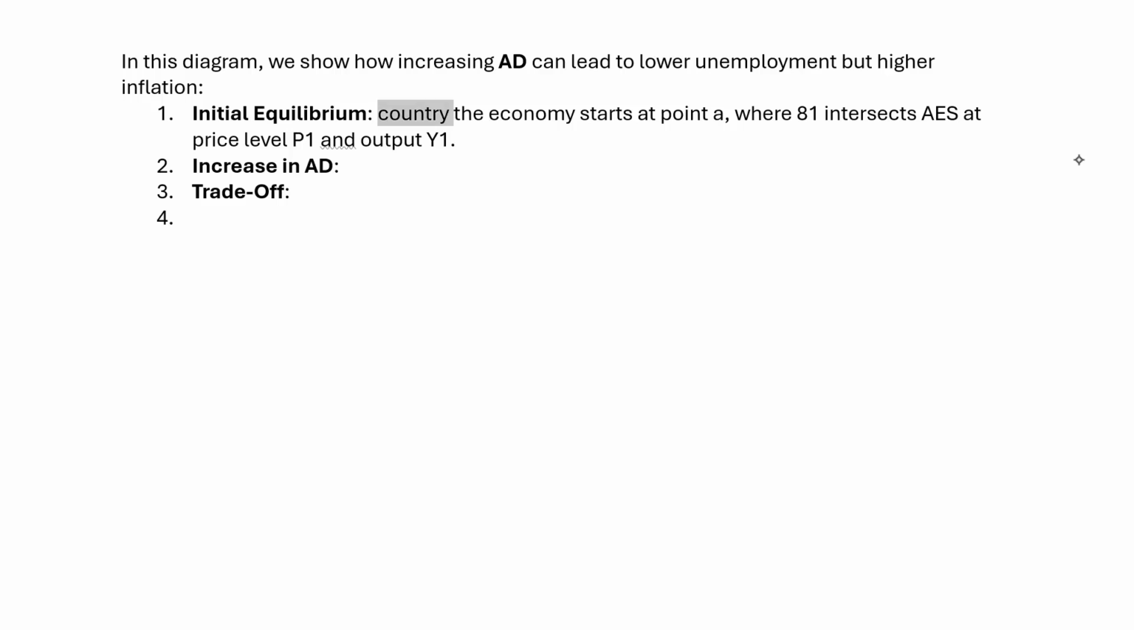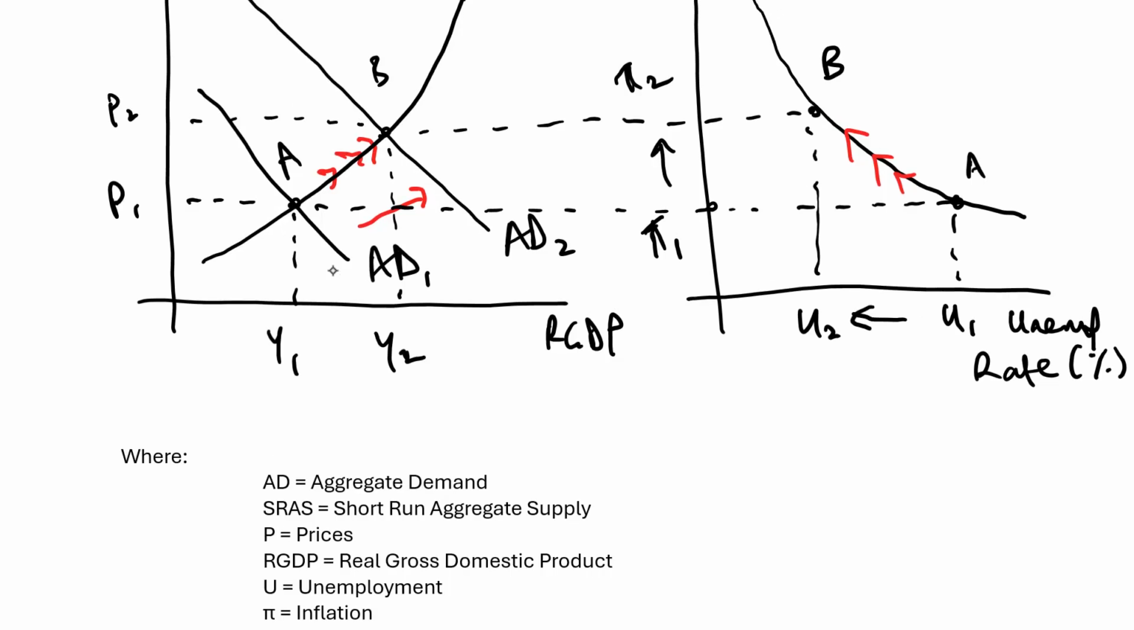So as usual, I've got to do a cleanup. The economy starts at point A, where AD, the aggregate demand curve, intersects short-run aggregate supply at price P1 and output level Y1. So that's showing us that first bit, where we're over here at point A, and everything begins in normal conditions.